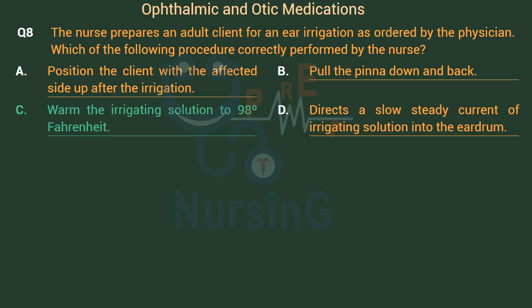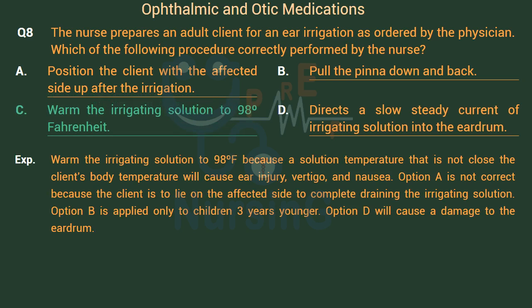Warm the irrigating solution to 98 degrees Fahrenheit, because a solution temperature that is not close to the client's body temperature will cause ear injury, vertigo, and nausea. Option A is not correct because the client is to lie on the affected side to complete draining of the irrigating solution. Option B is applied only to children 3 years and younger. Option D will cause damage to the eardrum.